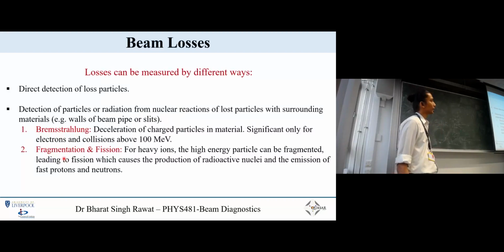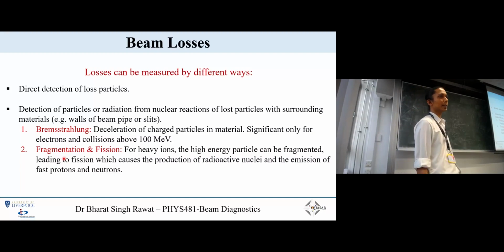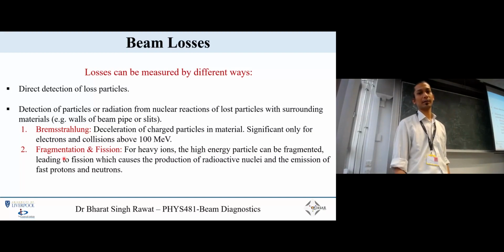So what kind of losses do we expect? We can directly detect the particles which are lost from the beam, which is direct detection. So let's say there is a bending magnet there, and you expect some particles to be lost, you just measure the loss of the particles by different kinds of mechanisms.